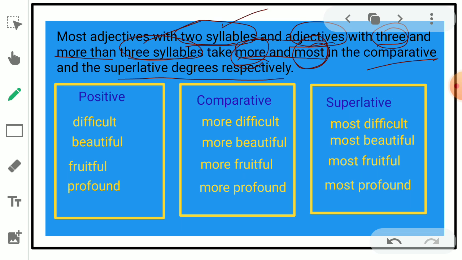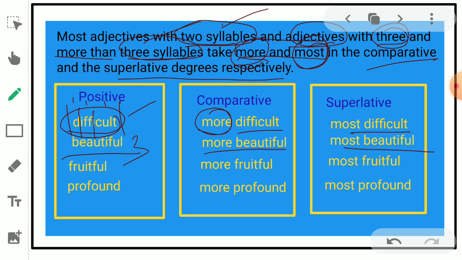The word difficult, keep in mind, in the positive form has how many syllables? Difficult has three syllables. That's why we have to use more: more difficult, most difficult. Beautiful: be, au, ti, ful. There are three syllables. We have to write more beautiful.